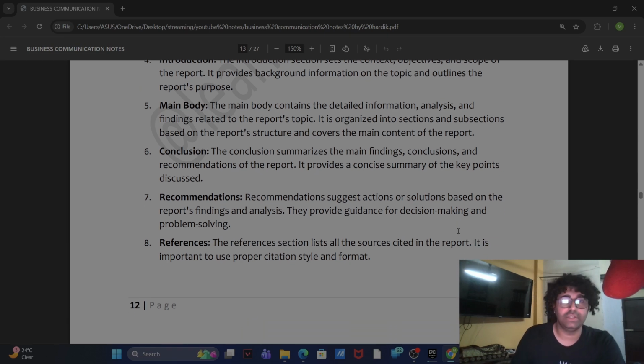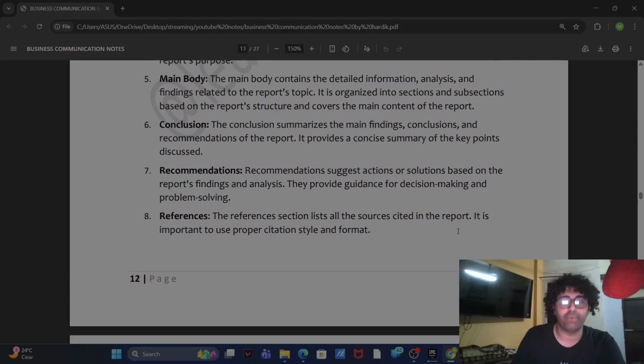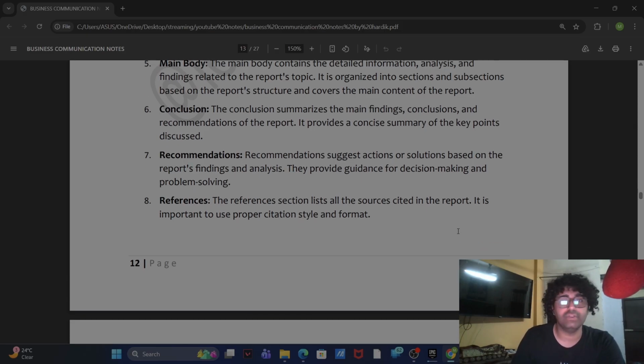Main body. The main body contains the detailed information, analysis, and findings related to the report's topic. It is organized into sections and subsections based on the report's structure and covers the main content of the report. Conclusion. The conclusion summarizes the main findings, conclusions, and recommendations of the report. It provides a concise summary of key points discussed.